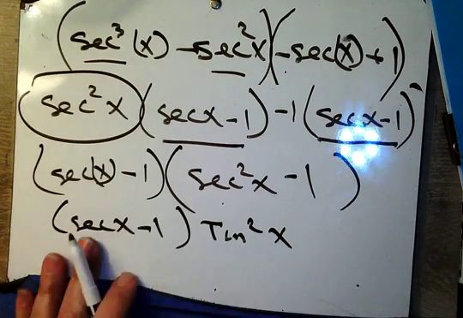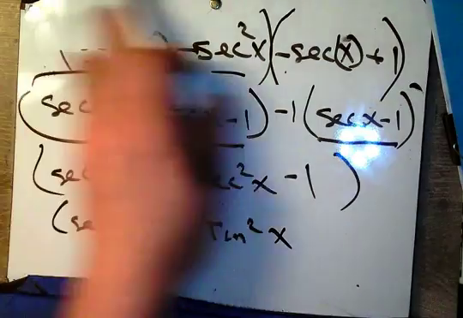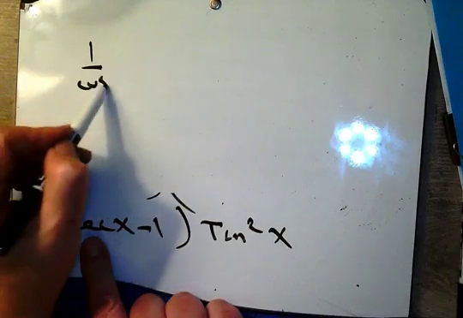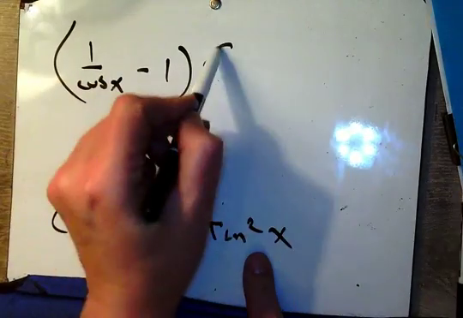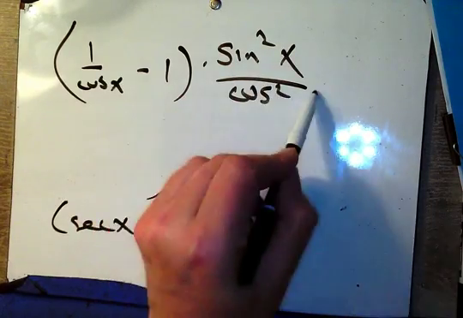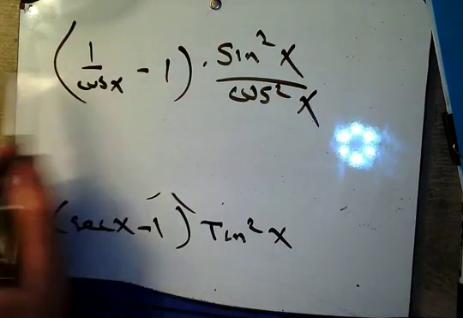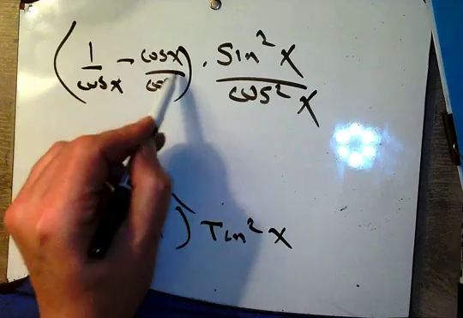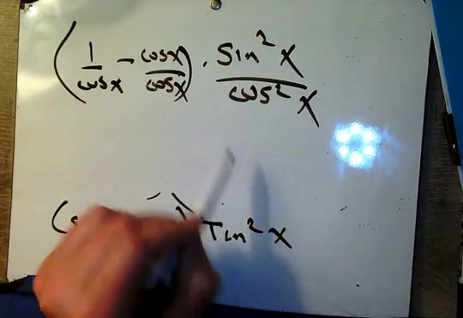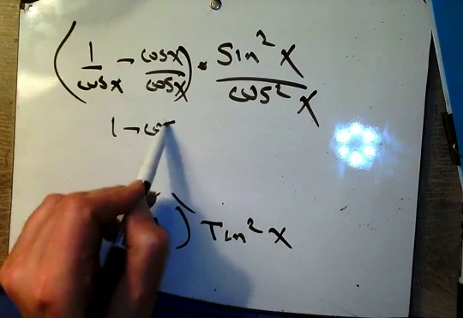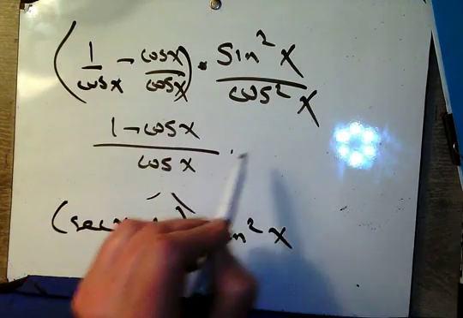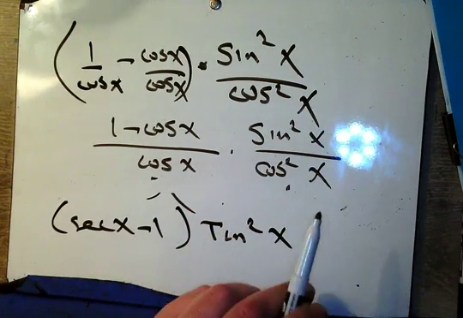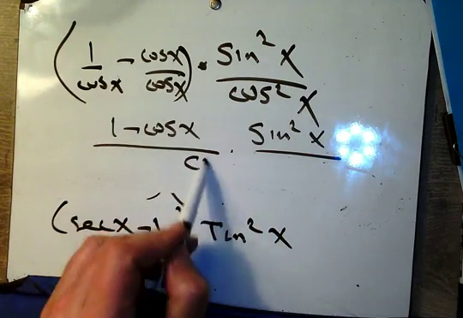I guess I could turn these into sines and cosines. I don't think it's going to get me any further, but I hear that some of you would like to see that. So this is 1 over cosine minus 1, and all of that is times sine squared over cosine squared. Okay, how about I make a common denominator here? So this is cosine over cosine. Cool. So I've got 1 minus cosine on top, and on the bottom I've got the cosine times a sine squared over a cosine squared.